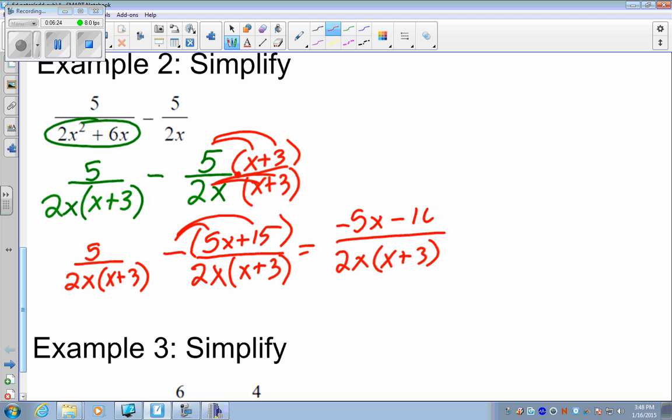I now want to see if I can factor the numerator, and I can see that I can take out a negative 5. If we take a negative 5 out, we have x plus 2 left over. And the denominator, we have x plus 3. Nothing in the numerator and denominator are like terms that we can cancel out, so here's your final answer.